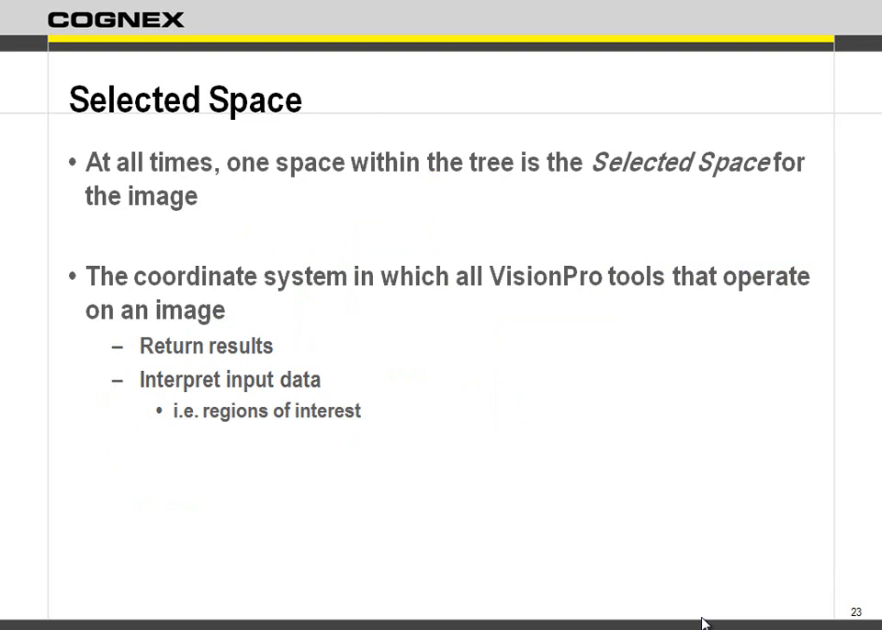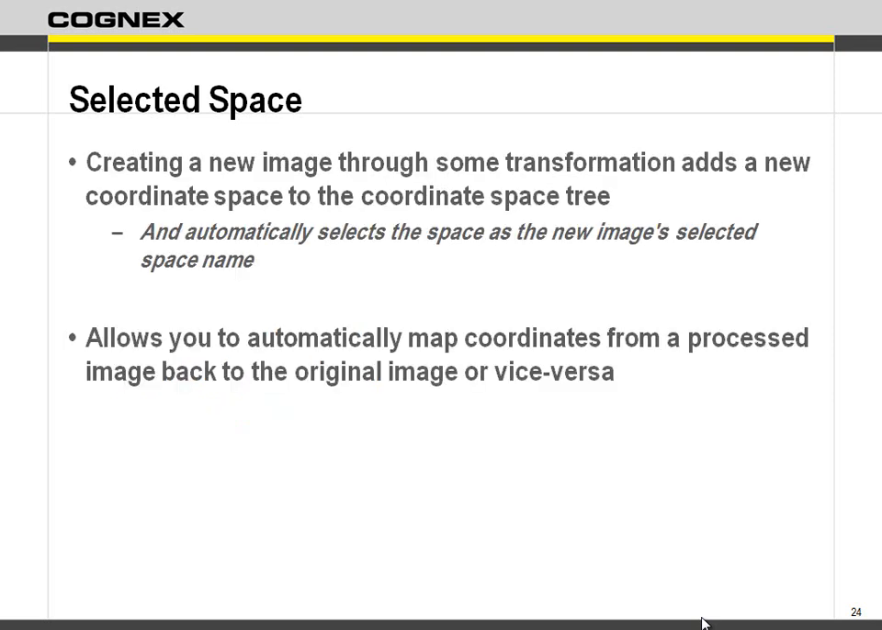Now your selected space is your current space. So whenever you create a new space, that becomes the selected space. But you can go in there and you can force it to be any other space that you want, but usually we want to stay with what the selected space was, the one that we have created. Create a new image through some transform will add to your coordinate tree, okay? And it already maps what's going on. So as you start going between it, it knows what's going on behind the scenes.